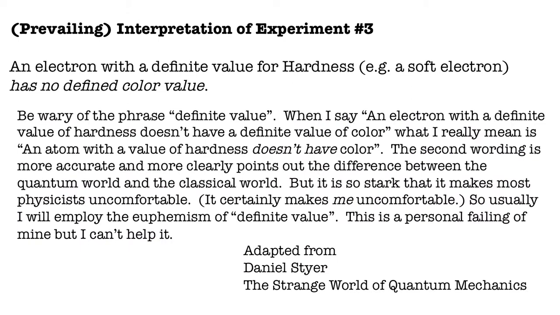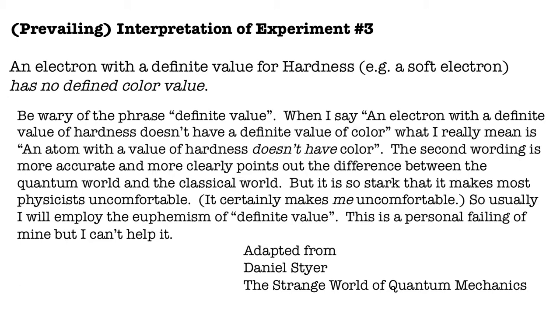I like to point out this passage from a textbook by Daniel Styer called The Strange World of Quantum Mechanics. He goes out of his way to make this point, and I think it's worthwhile that we all pay attention to it. We have to be a little bit careful here, because the phrase definite value might be a little bit misleading. So I'll just read it. When I say an electron with a definite value of hardness doesn't have a definite value of color, what I really mean is that an electron with a value of hardness doesn't have a color.